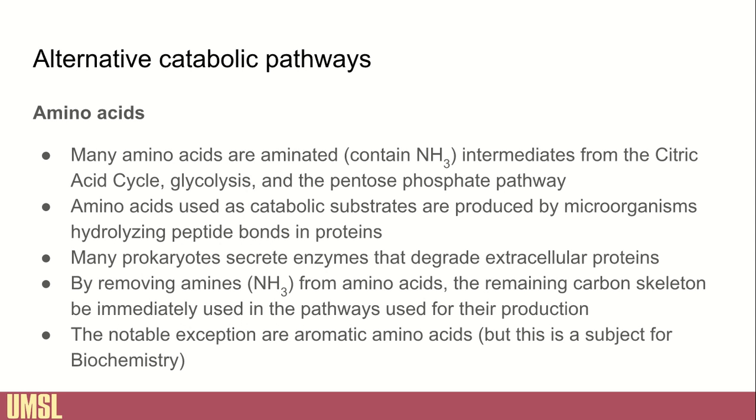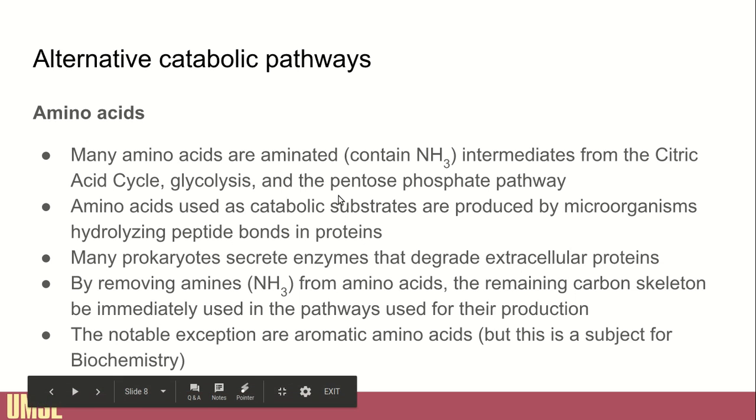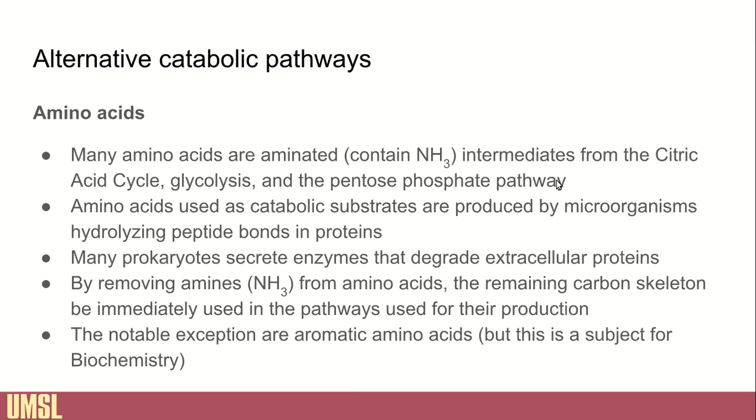So, I talked to you about how to eat essentially lipids and fats. Another major source of a microbe's diet are often amino acids. And so many amino acids are aminated intermediates from the citric acid cycle, glycolysis, and the pentose phosphate pathway. So what that means is that if you're able to remove the amines from amino acids, the carbon skeletons that are left behind are often readily metabolizable by those big major pathways that I showed you in that diagram above.